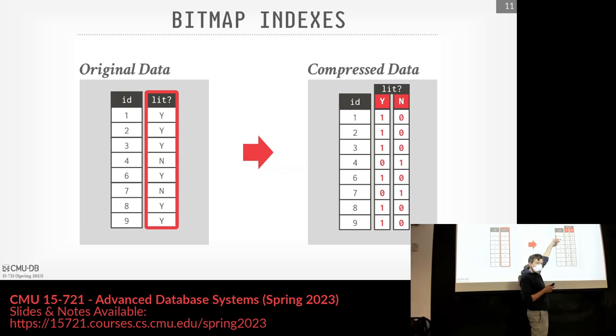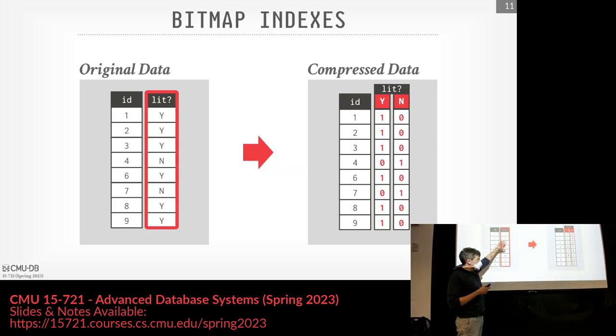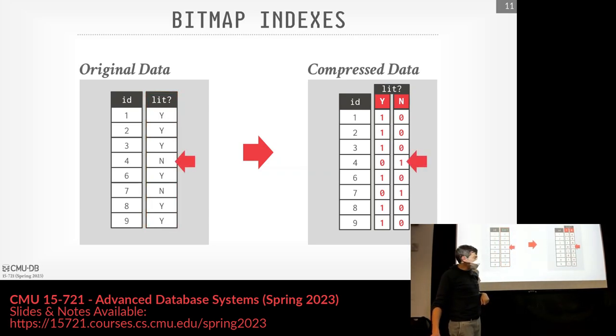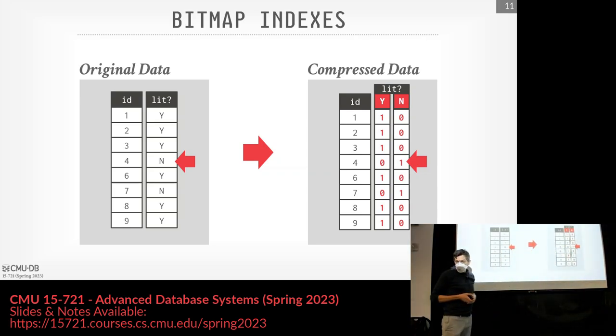And again, there's a one in the bitmap corresponding to whether the attribute within the original data has that particular value. So if I'm looking inside this, if I jump to the fourth offset here, I can check to see that for the lit status it's 0 for yes, it's 1 for no, so I know it's no. And that corresponds to the original value here. And this is a bitmap index in its most basic form. It's pretty simple.